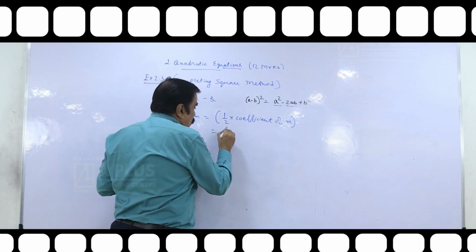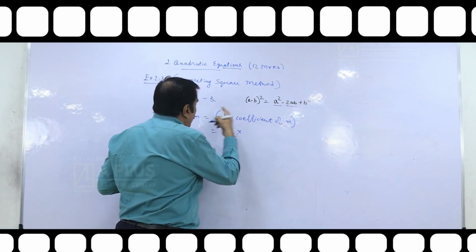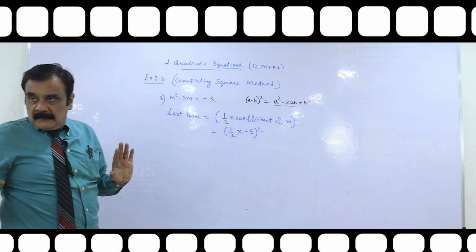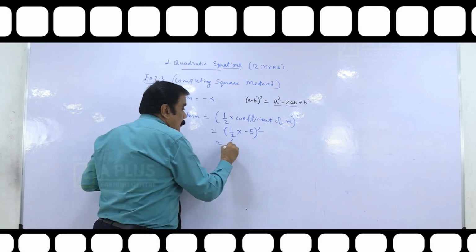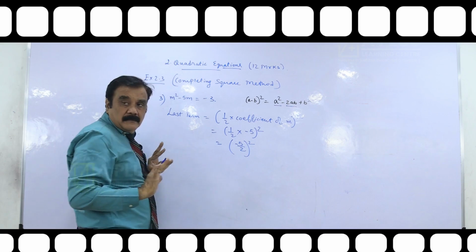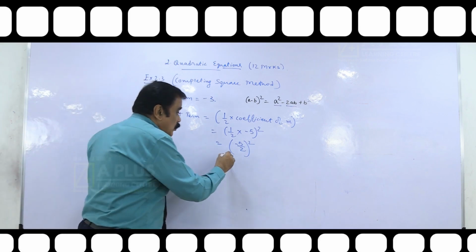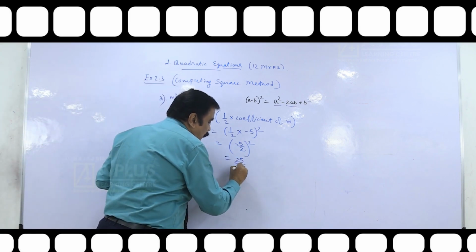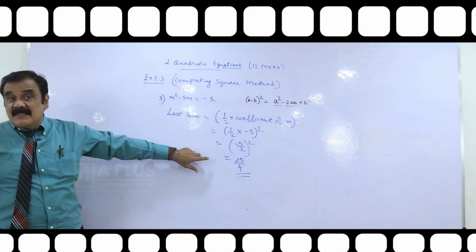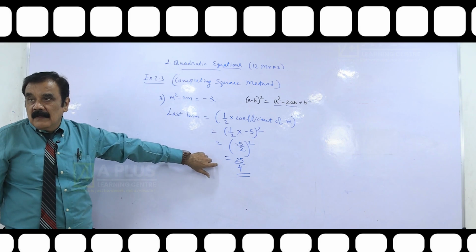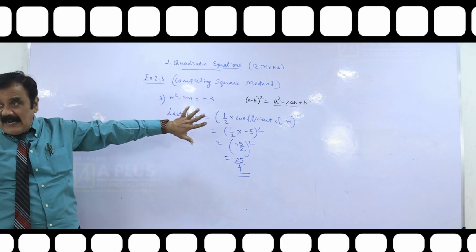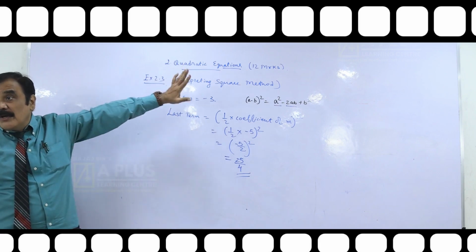तो इधर क्या आएगा देखो, half into coefficient of m क्या है? -5. Correct? So this will give you -5 upon 2 the whole square. -5 upon 2 the whole square क्या आएगा? 25 upon 4. So your last term is this one. Your last term is 25 by 4, इसका original last term, which you cannot see.